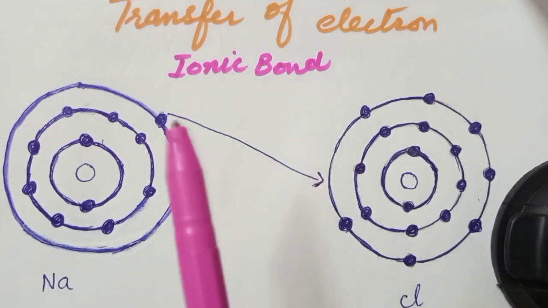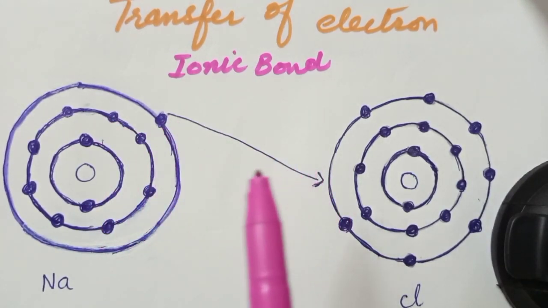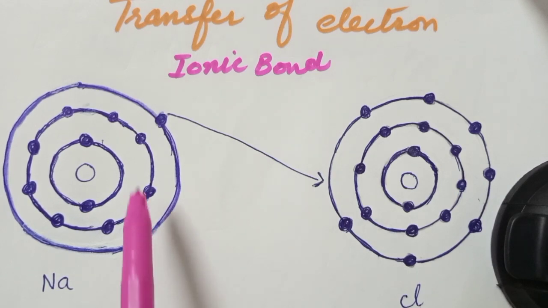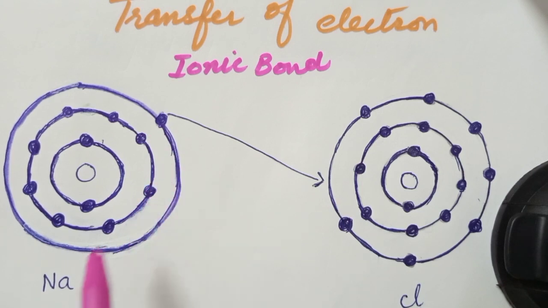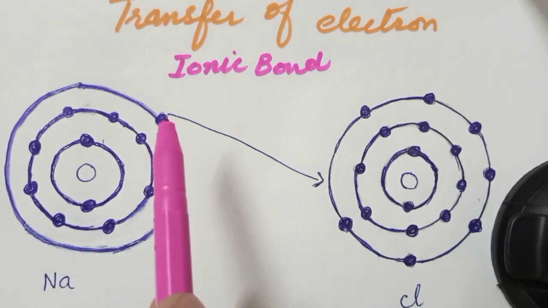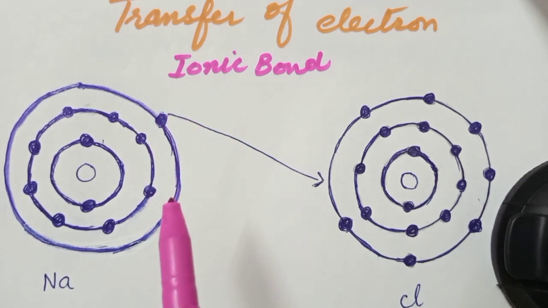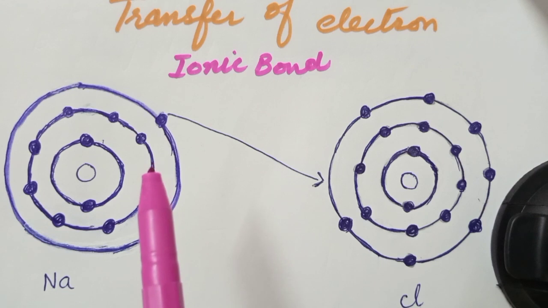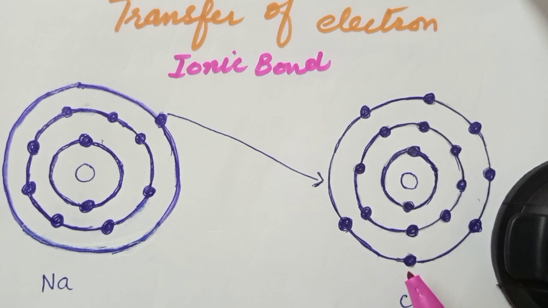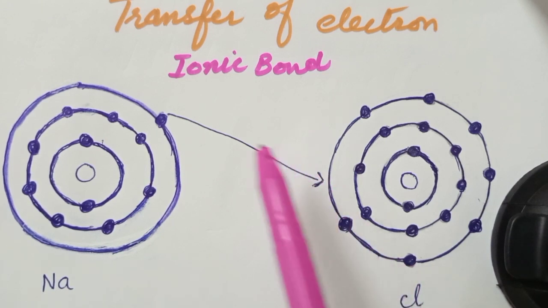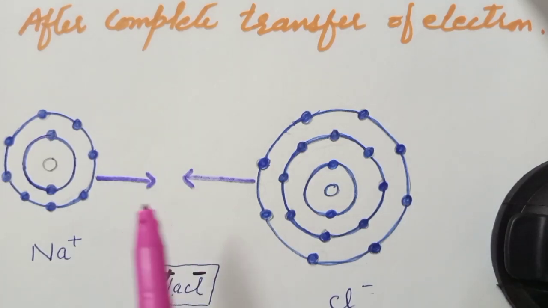Ionic bond is a type of chemical bond that is formed by the complete transfer of electron from one atom to another atom. I have taken the example of sodium chloride because it's the simplest example to explain the ionic bond. This is the sodium atom and it has only one electron in its outermost shell. It loses its electron, then its outermost shell is vanished and the inner shell with 8 electrons will become the valence shell. It's a chlorine atom which has 7 electrons in its outermost shell, and after gaining this electron it will complete its octet.